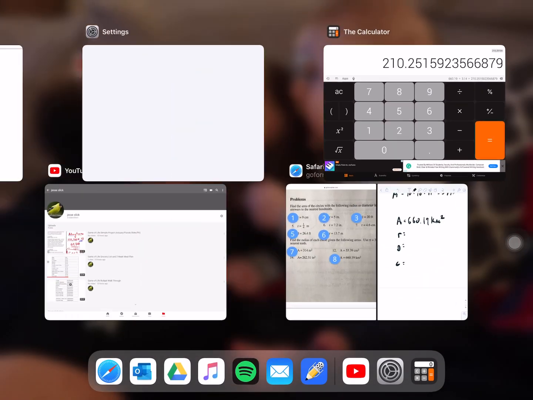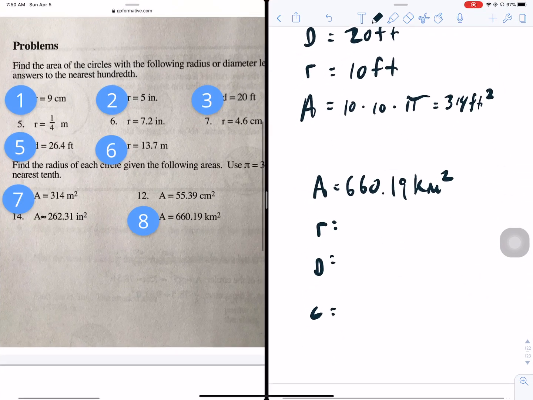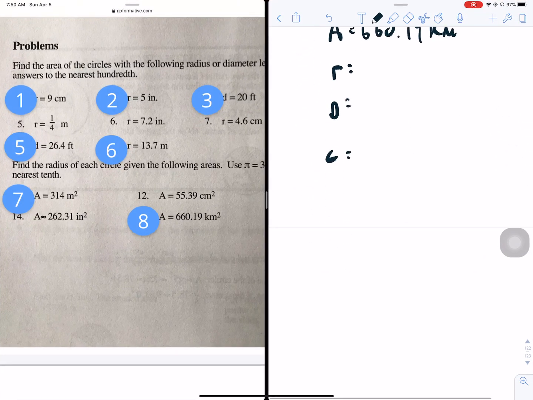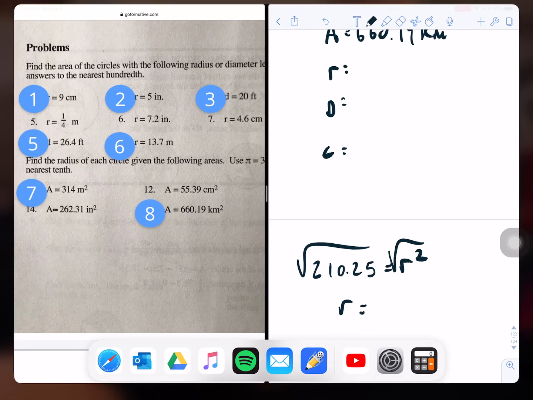210.25. Got it. We're not done because that equals r squared. That's not the radius. Now I have to think of a number that, you know, what times what is exactly 210.25. But there's a square root button on calculators, and we can square root both of those values so we can find the radius itself.